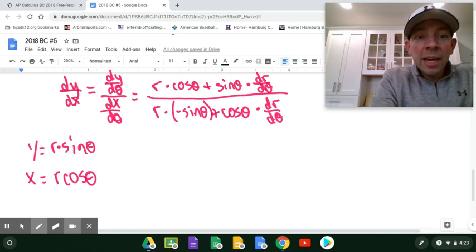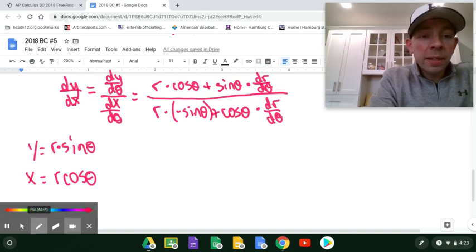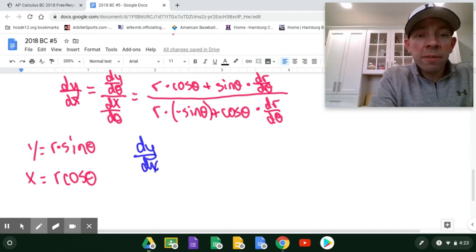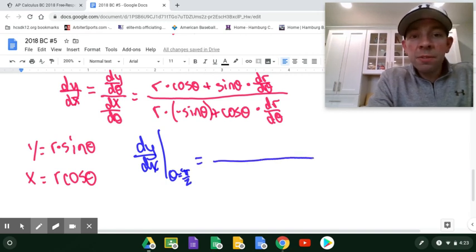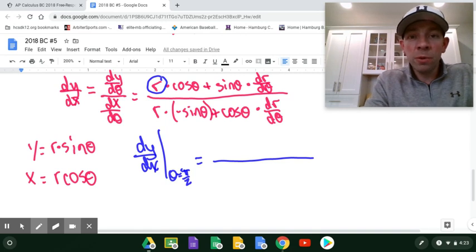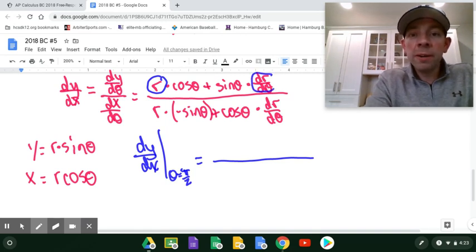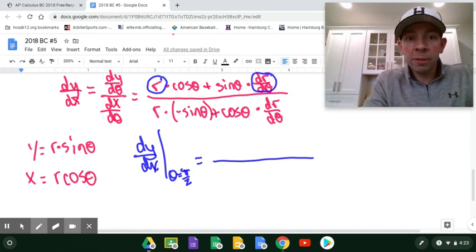Then what we need to do now is evaluate this derivative at theta equals pi over 2. So one of the things we have to figure out here is the value of r when theta equals pi over 2, and the value of dr/d theta when theta equals pi over 2.